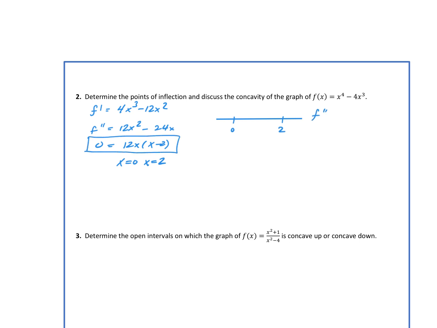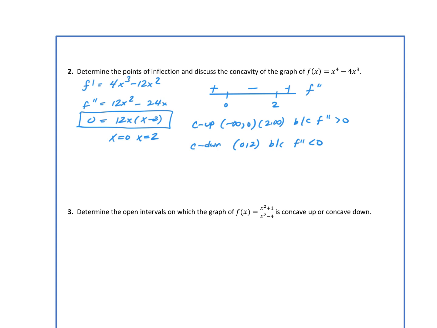Again, I like to use this here because it's easy just to kind of get a visual, because all we need is a sign. So if I'm at -1, we're looking at positive for the double negative. So negative, positive. So concave up would be -infinity to 0, and then 2 to infinity, because f double prime greater than 0. Concave down would be 0 to 2, because f double prime less than 0. All right, and then points of inflection would be at x equals 0 and x equals 2. We could say because f double prime goes from positive to negative and negative to positive.